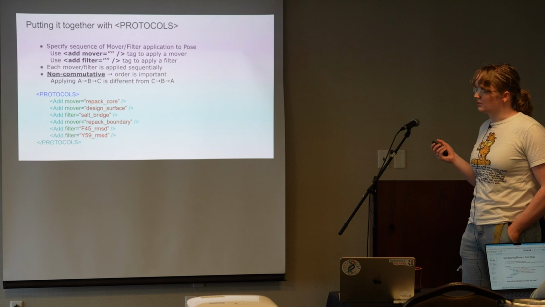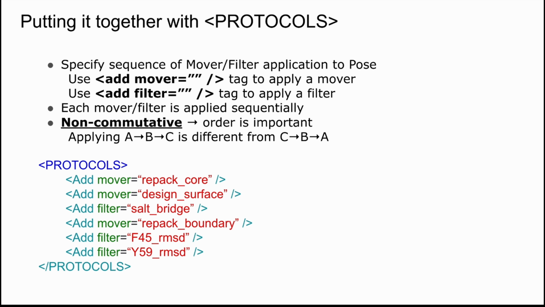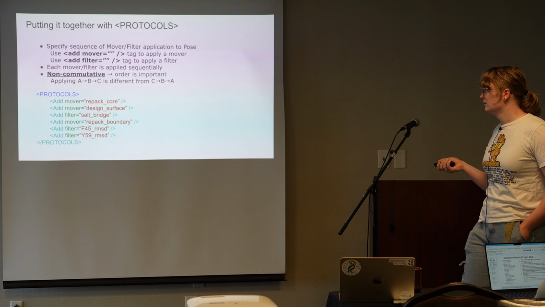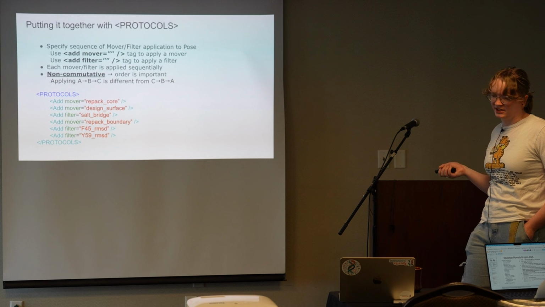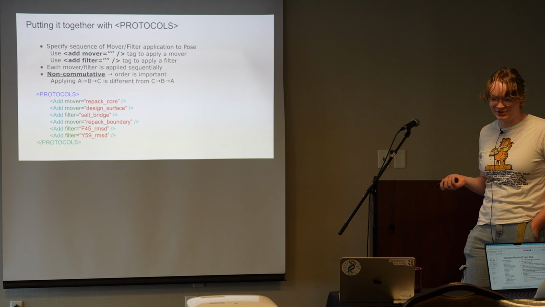Okay, so protocols. Protocols is the part where you're doing the actual thing. This is almost like a main function, if you want to think about it that way. This is where you actually tell your Rosetta script to do the thing. The important thing about this is that order matters. It's non-commutative, so you have to make sure you're putting things in the order that you actually want them applied. So don't put your filters at the beginning. It won't go the way you think it will.